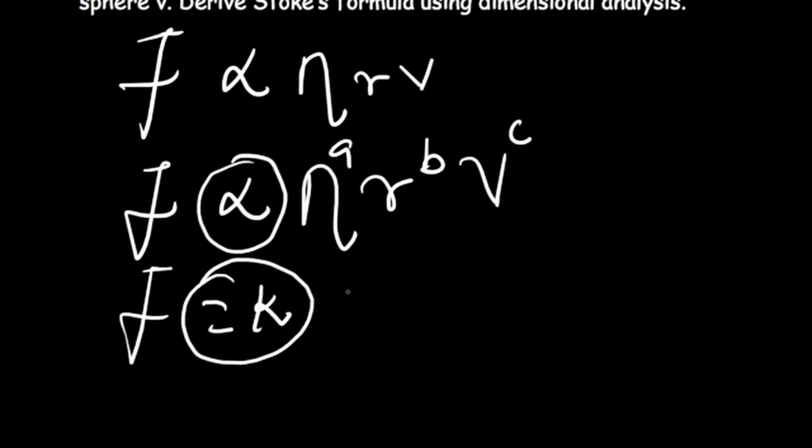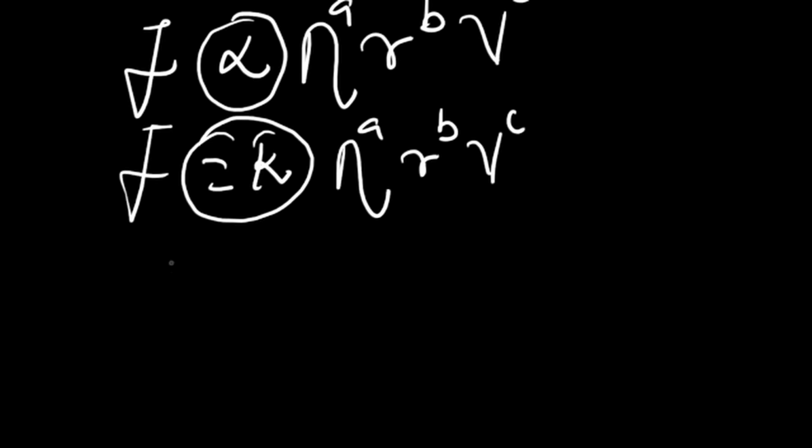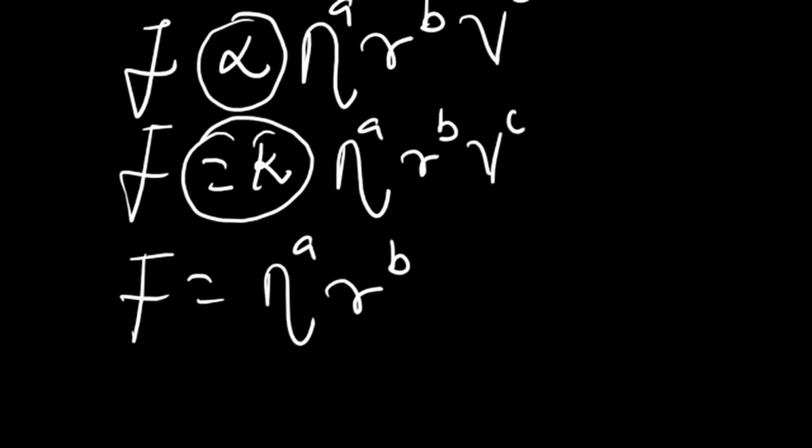Now you can bring back the right-hand side, which is eta raised to the power of A, the radius raised to the power of B, and then the velocity raised to the power of C. This K is a dimensionless constant, in the sense that it does not have any dimension. So we have to remove it from there. When we take it away, we are left with F is equal to viscosity, which is eta raised to the power of A, the radius raised to the power of B, and the velocity raised to the power of C.